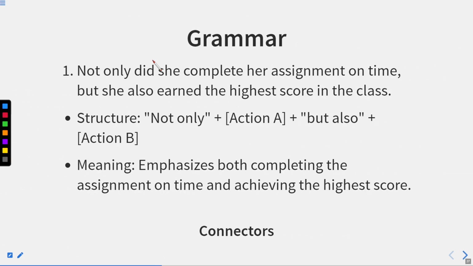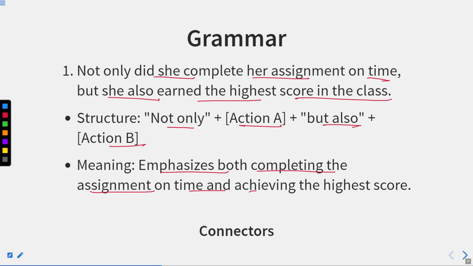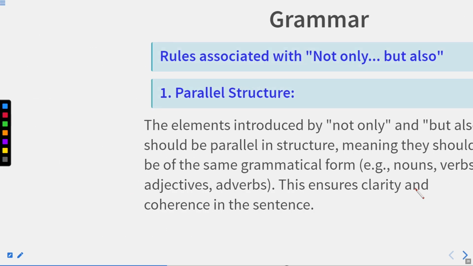Suppose we have a sentence: not only did she complete her assignment on time, but she also earned the highest score in the class. So here not only plus action A plus but also plus action B emphasizes both completing the assignment on time and achieving the highest score.